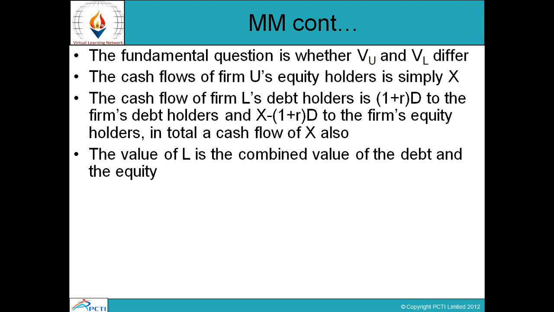The cash flow of the firm U's equity holders is simply X. The cash flow of the firm L's debt holders is (1 plus R) into D, and X minus (1 plus R) into D to the firm's equity holders, in total a cash flow of X also. The value of L is the combined value of the debt and the equity.